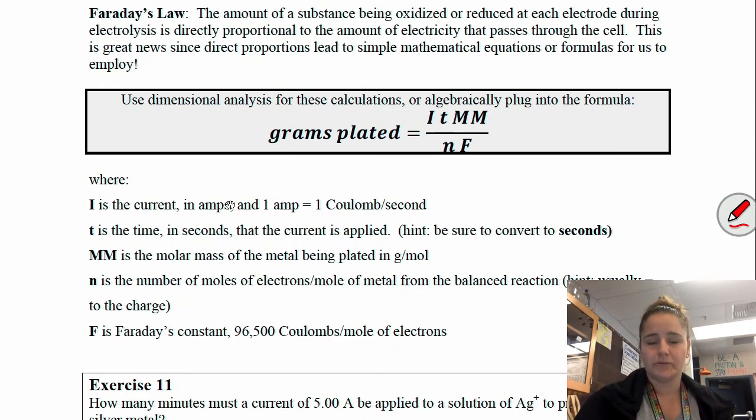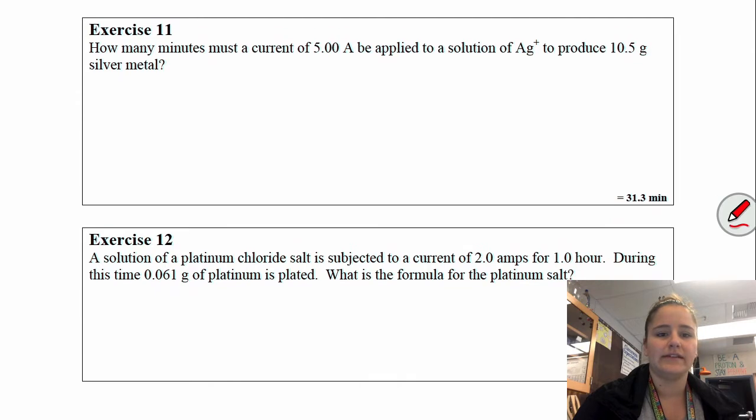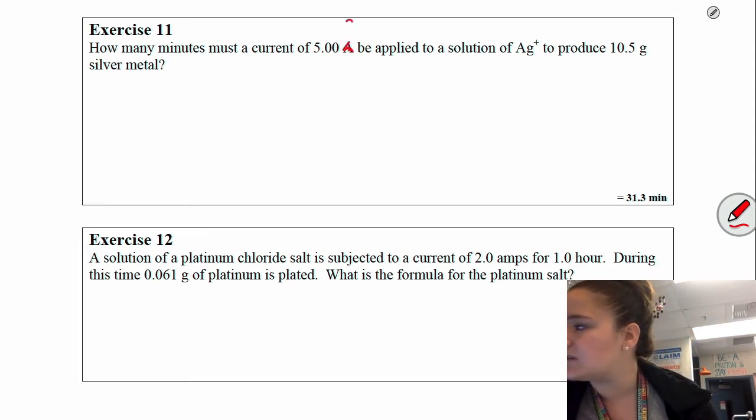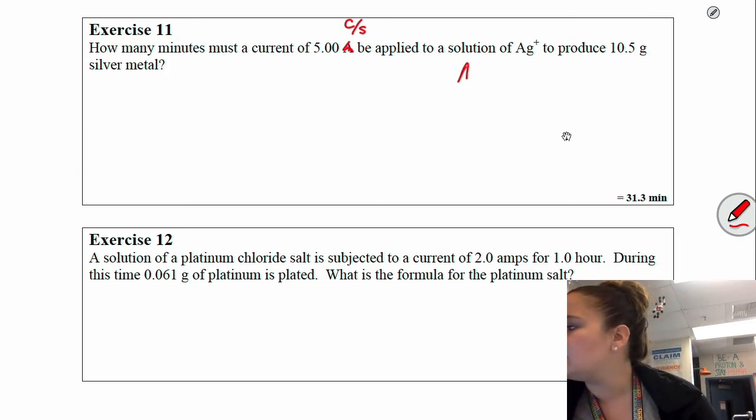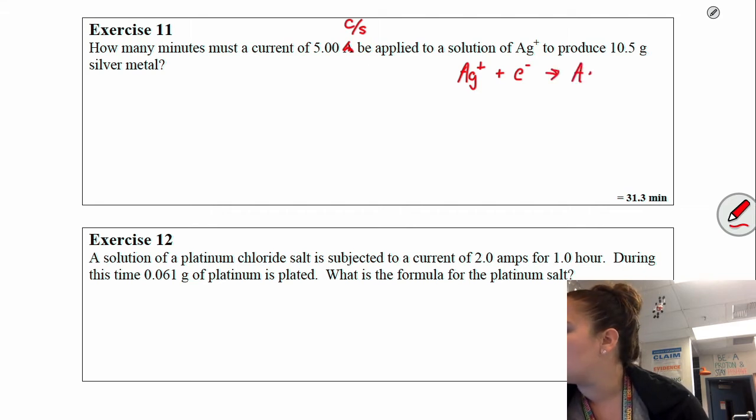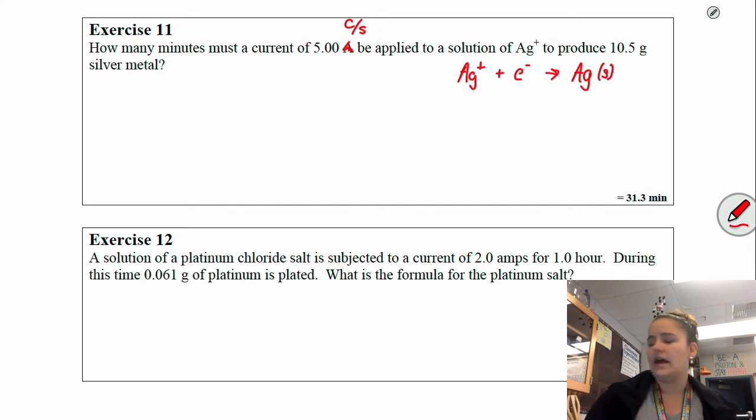Current is in amps, which you might have learned from physics class. An amp is actually a coulomb per second, and that's going to be really important to remember. So let me show you an example. How many minutes must a current of 5 amps, and just like I rewrite molarity as moles per liter, I'm going to rewrite amps as coulombs per second, be applied to a solution of silver plus to produce 10.5 grams of silver metal? So you're taking that silver plus, adding an electron to it to produce your silver metal.